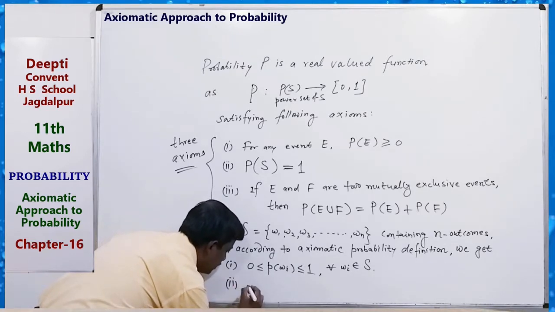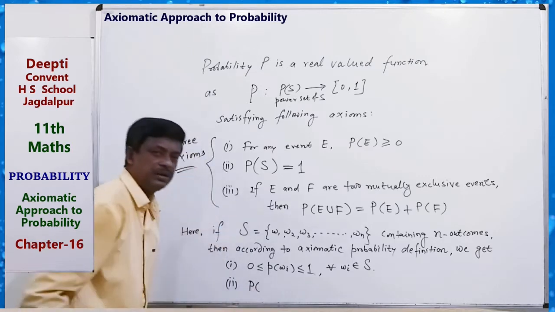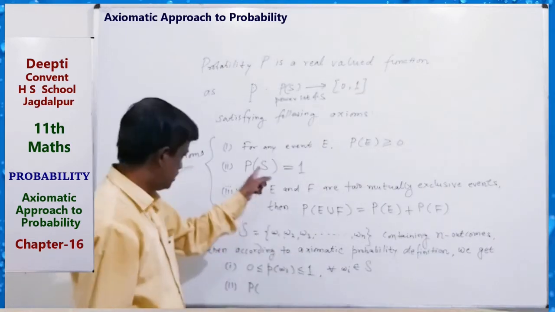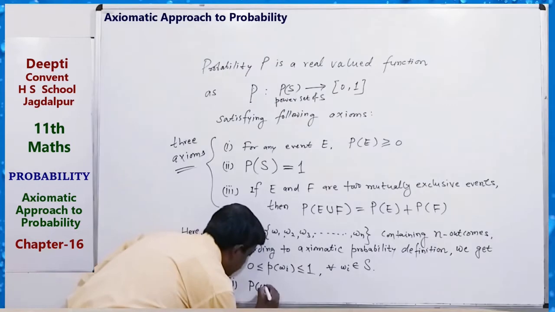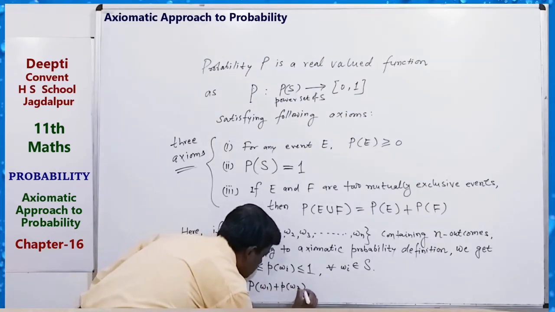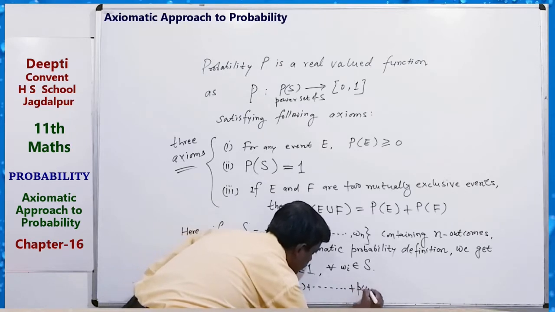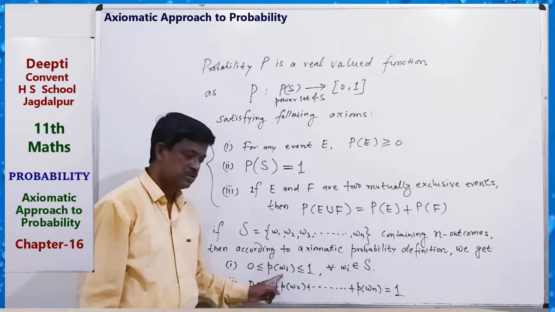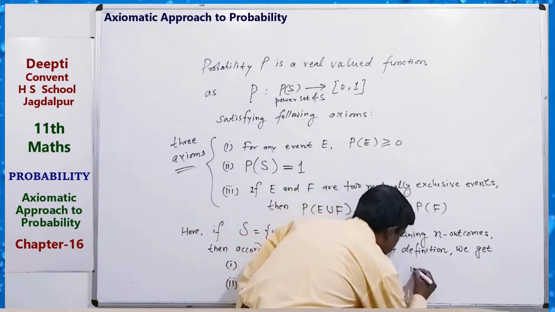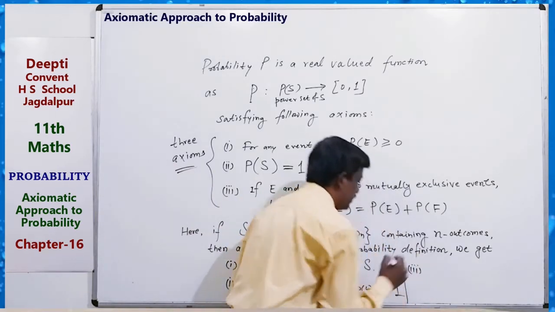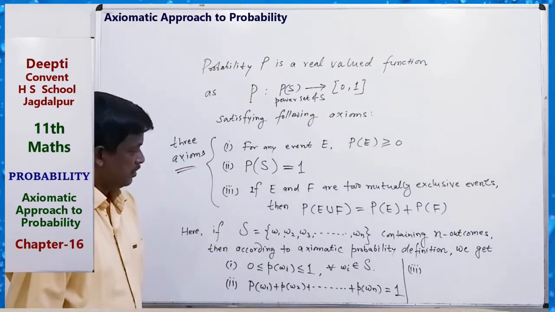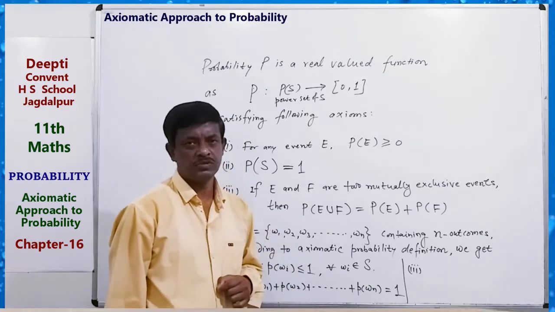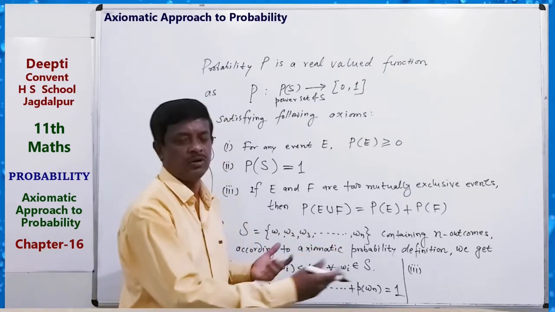Second is the total probability. Total probability means the probability of this plus the probability of this plus the probability of this, and P(S) equals 1. From this, the probability of omega 1 plus the probability of omega 2 plus up to the probability of omega n is equal to what? 1. Total probability is 1, and probability lies between 0 and 1. Third, here is the main thing: any event may contain a single outcome, or may contain 2 or 3 or 4 or all the outcomes.